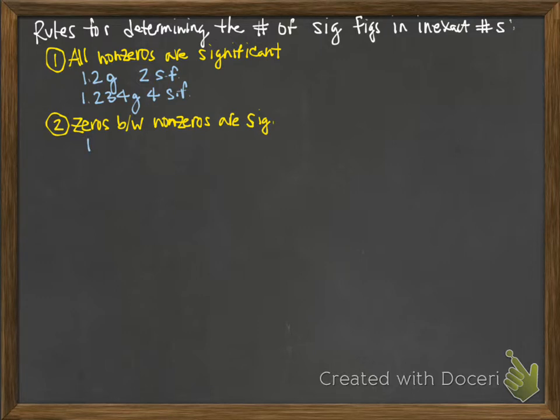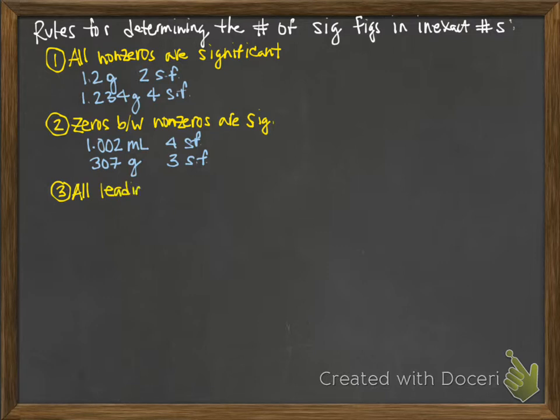Let's look at an example. 1.002 milliliters. How many sig figs do we have there? Well, we have 2 zeros sandwiched between 2 non-zeros, so we have 4 sig figs. Next example, 307 grams. 3 sig figs. We have that 0 sandwiched between 2 others, so that's 3 sig figs. Rule number 3.